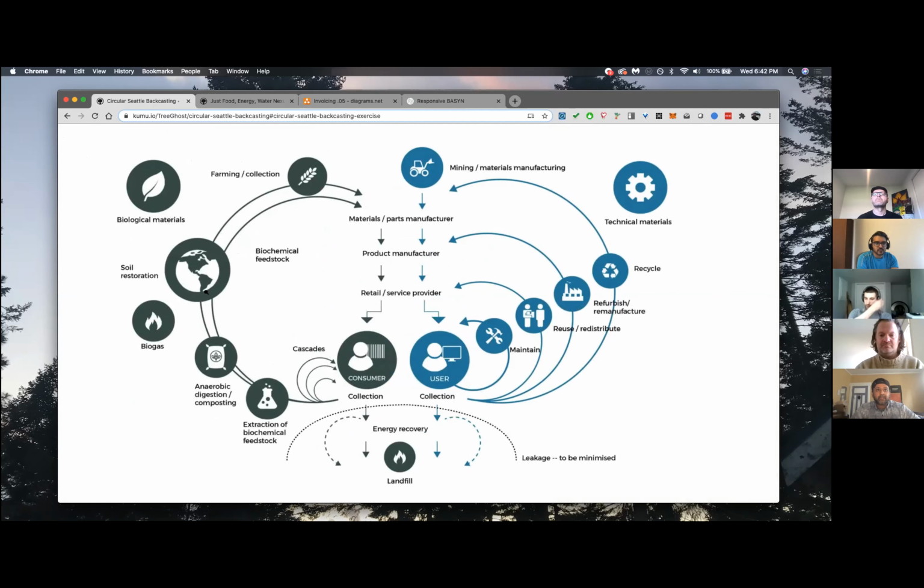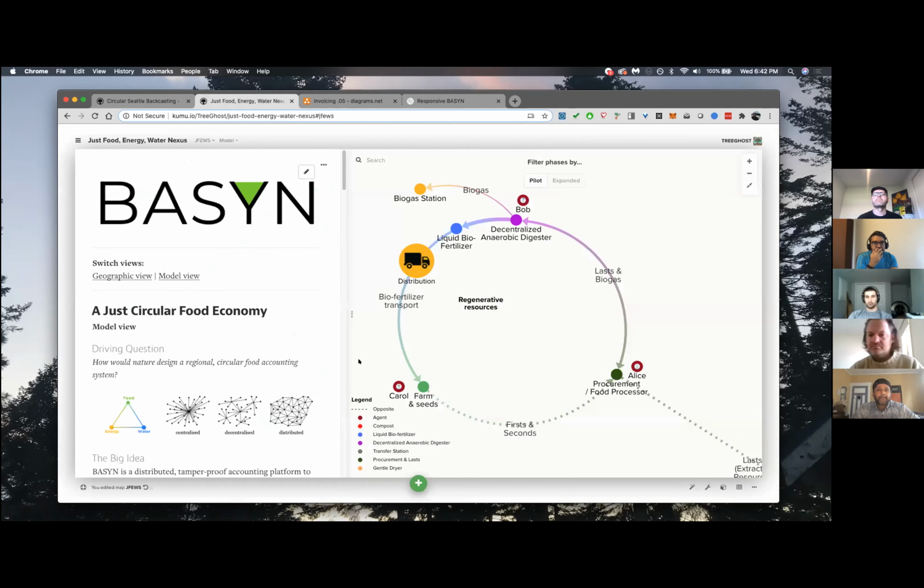I think a lot of these loops here are really connected to what we're working on. Did you go into any of this, Feli? I shared that one overview, but we haven't looked at this one yet.